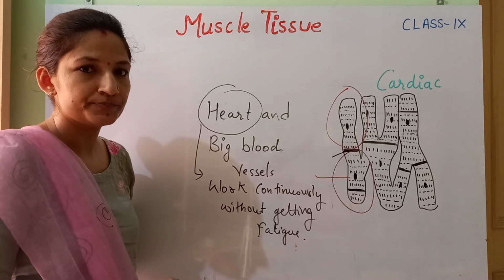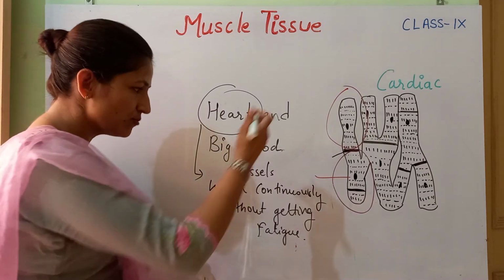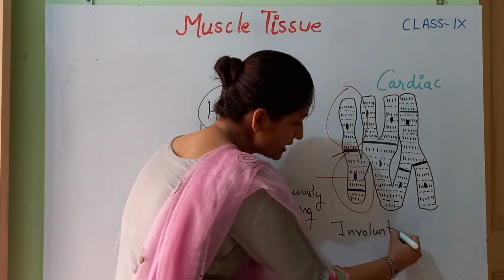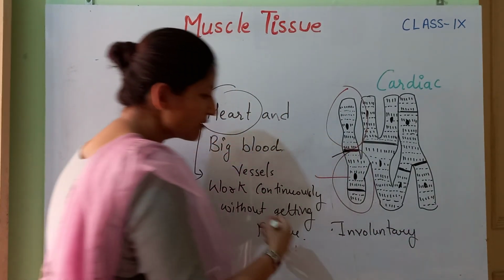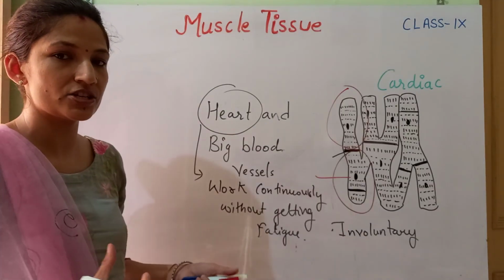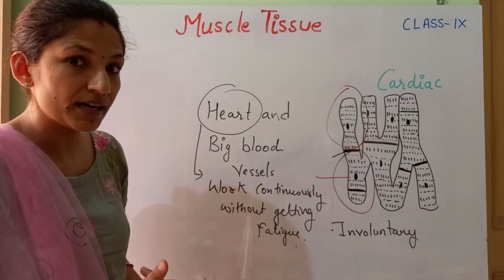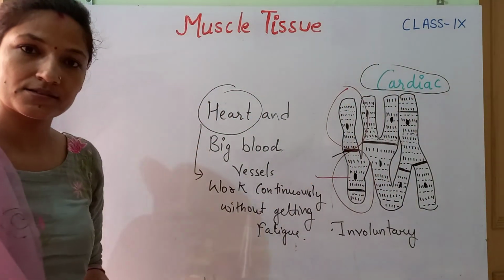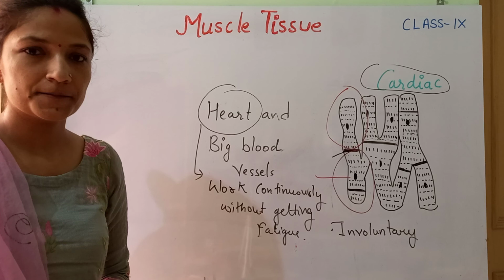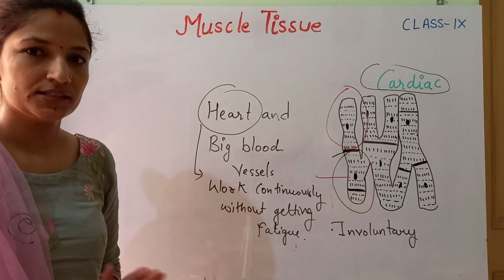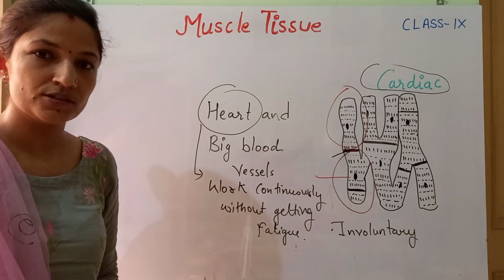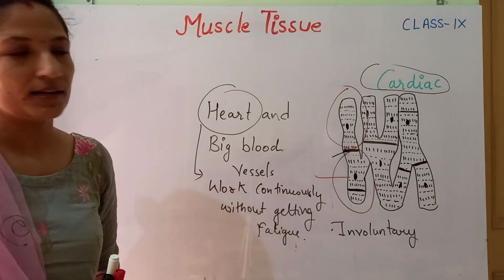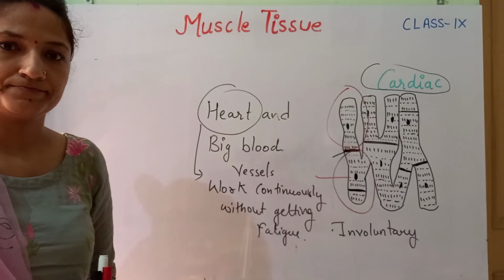Got it? So that type of muscle, what movement is shown by them? Involuntary, because the heartbeat is not under our control. So this rhythmic movement, the contraction and relaxation of the heart, is done by the special muscles called cardiac muscles. Got it? So we have done 3 different types of muscle tissue: the smooth muscle tissue, the skeletal muscle tissue, and the cardiac muscle tissue. Thank you.